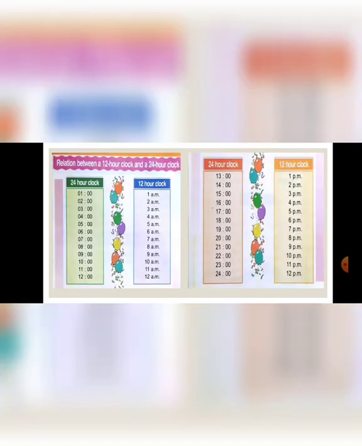Here I will show you with the help of an example. Here in the green block it is the 24-hour clock, and here in the blue block it is the 12-hour clock. So now if it is 1 AM in the 12-hour clock, it is simply 01:00 in the 24-hour clock.